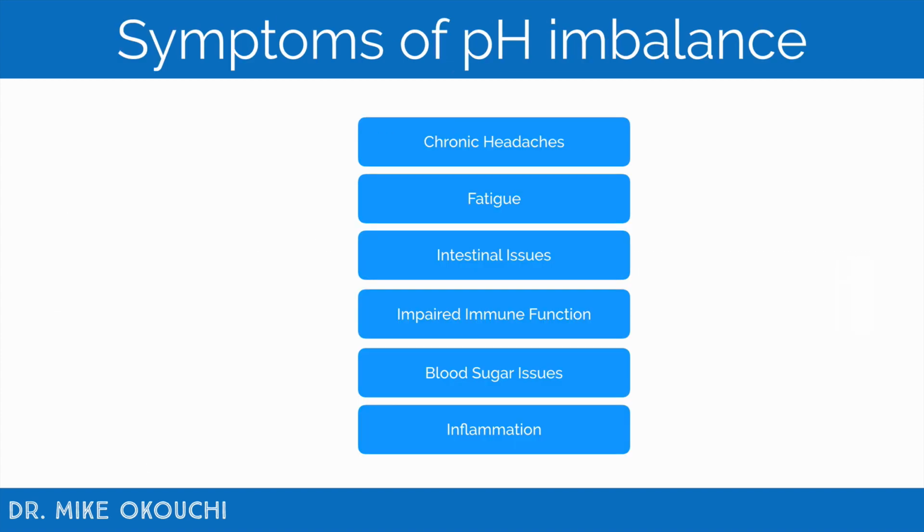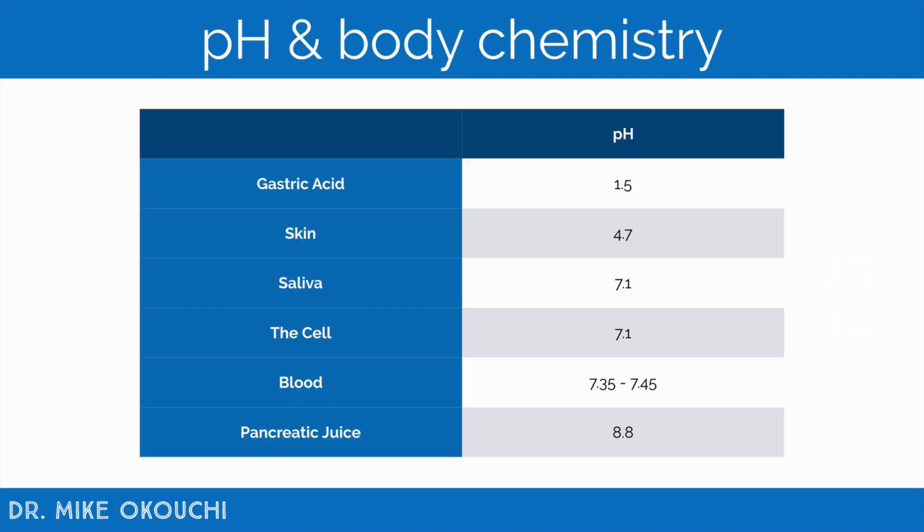Now, what are some of the symptoms of pH imbalance? Well, you see people with chronic headaches, chronic fatigue, chronic intestinal issues. You guys notice I'm using the word chronic, meaning long-term. Okay. A chronically impaired immune function, chronically elevated blood sugar, or chronically low blood sugar, right? And chronic inflammation. These are all the signs and symptoms that you have a pH imbalance, meaning that you have fewer electrons because you're more in an acidic state.